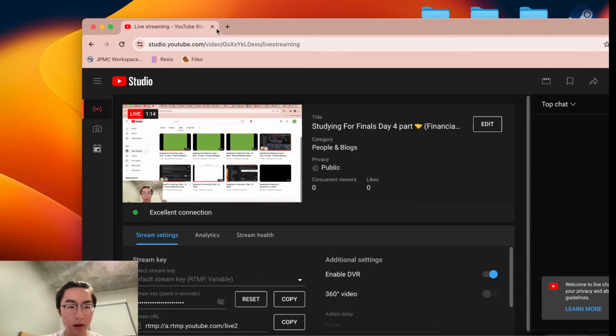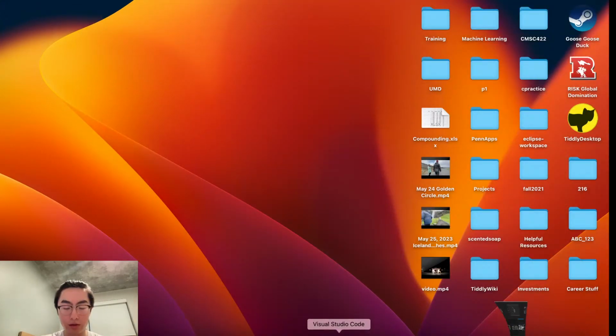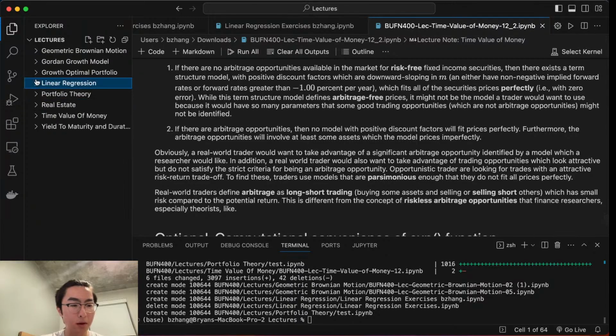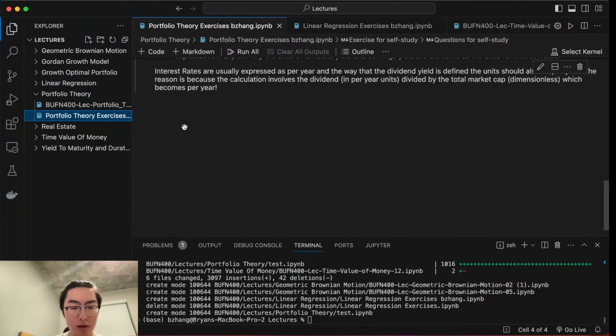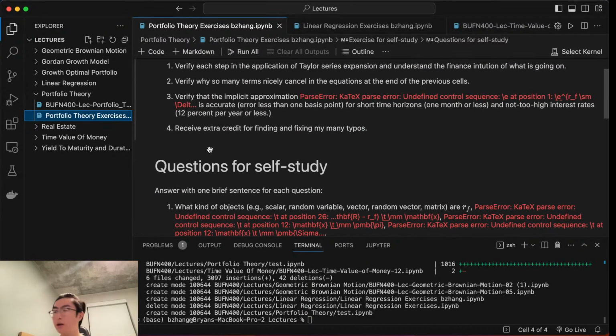Alright, now I kind of want to finish this notebook on portfolio theory. Then I think after this, I'm gonna just do some studying and work through our notebooks, kind of get an understanding of what's going on there.